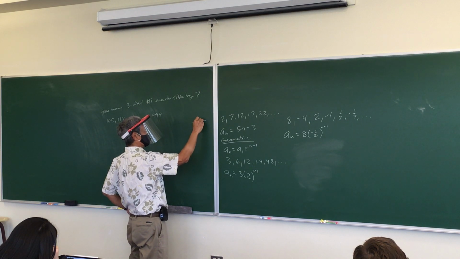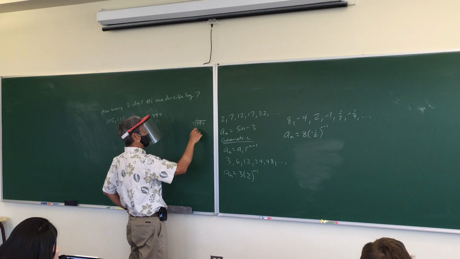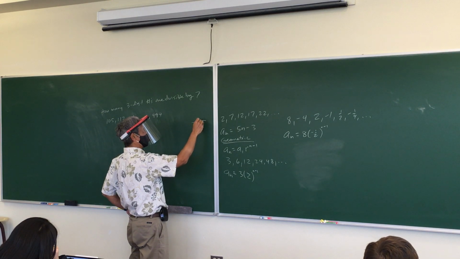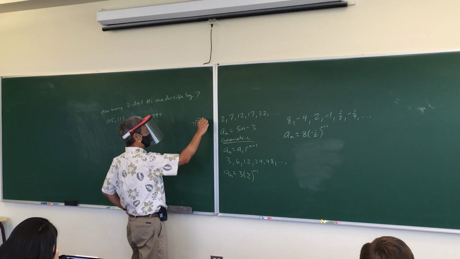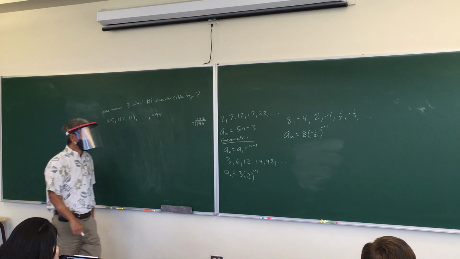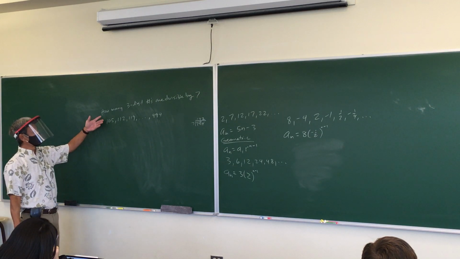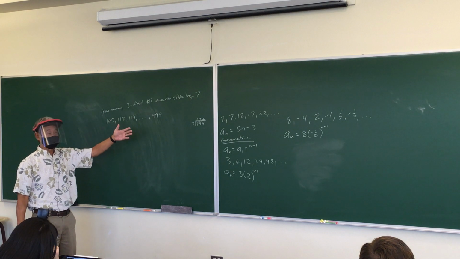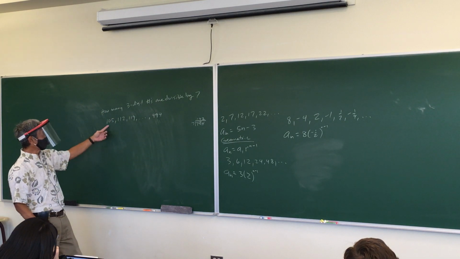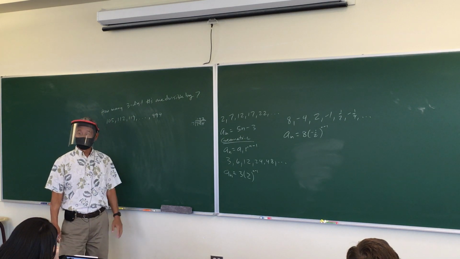7 goes into 9 one time. Remainder 2. 7 goes into 29 four times, remainder 1, and you get 2. Yeah. 994 is the biggest. So the question is, how many 3-digit numbers are divisible by 7? Well, that's the same thing as asking how many terms are there in this sequence, right?